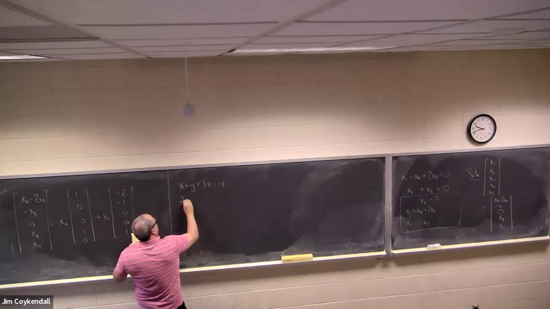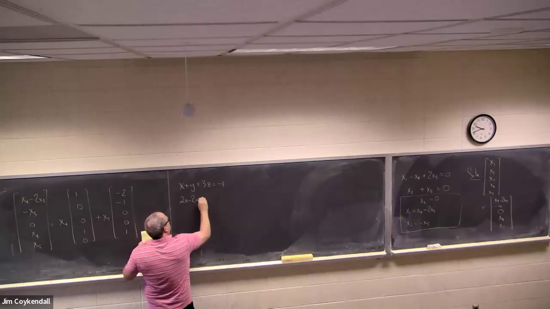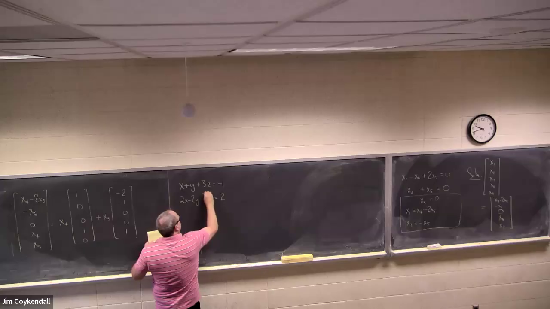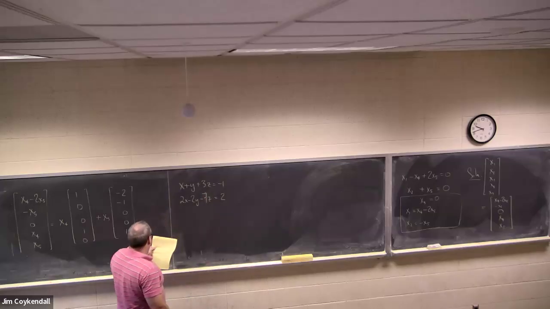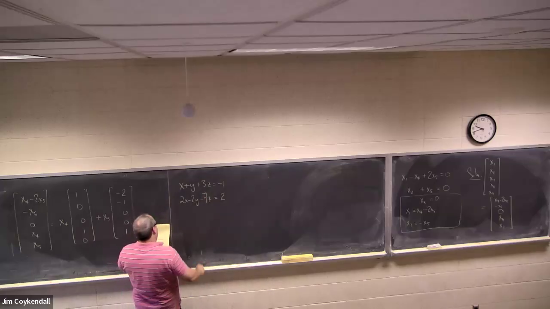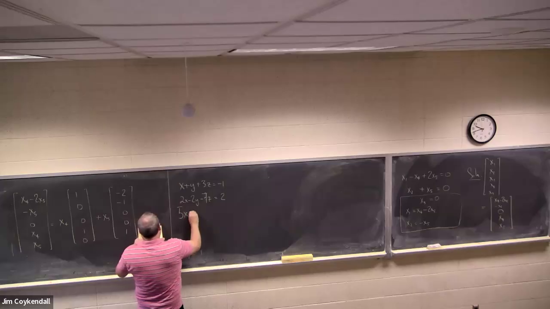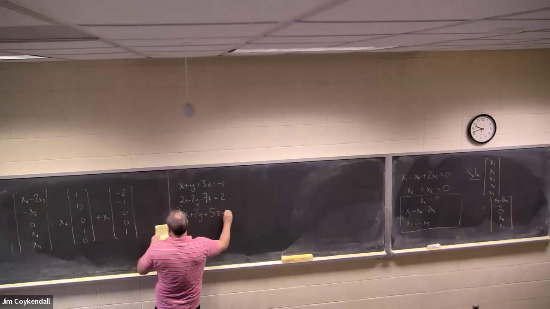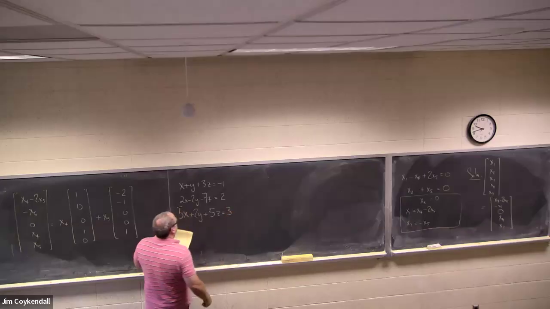2x minus 2y minus 2z equals 2. I'm sorry, that should be a 7. And 5x plus 2y plus 5z is equal to 4.